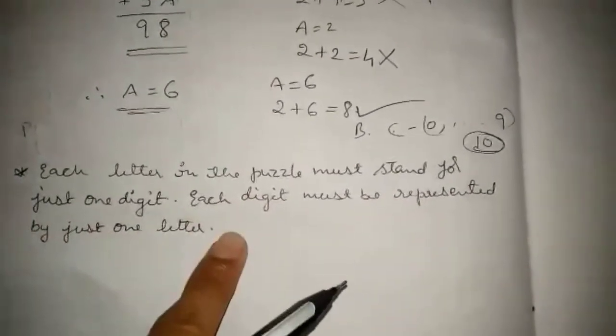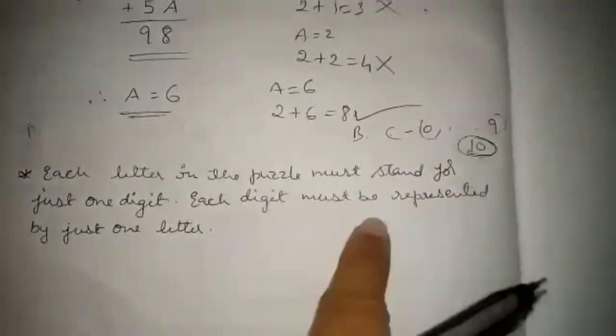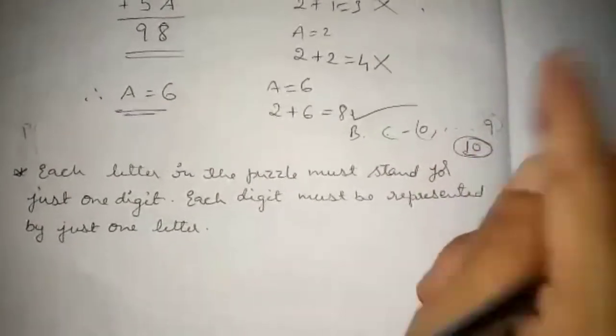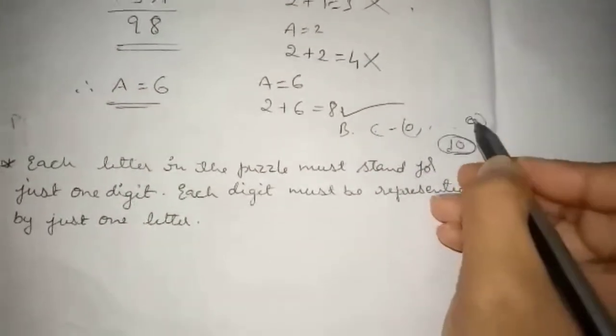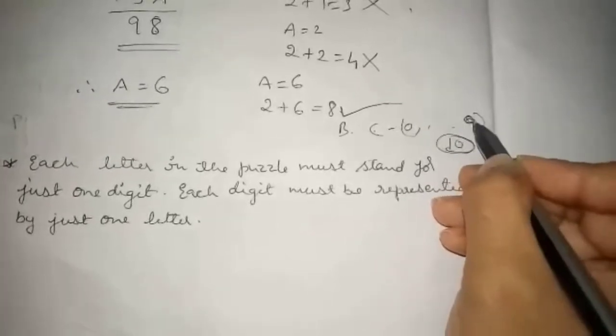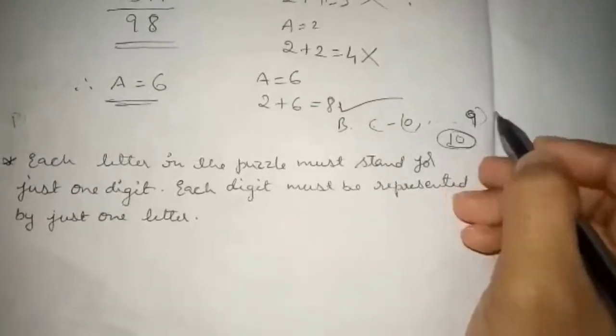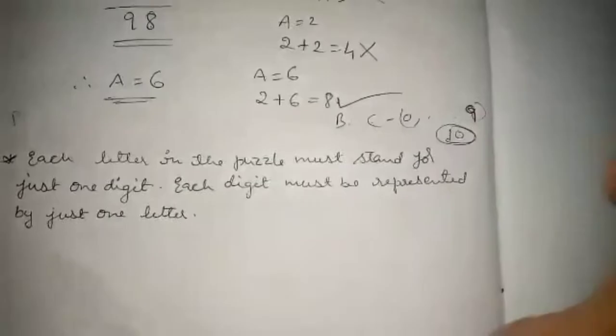Each digit must be represented by just one letter. So each digit, if you are taking 9, you have to assign a letter. Only one letter you have to assign for this, not 2 letters.